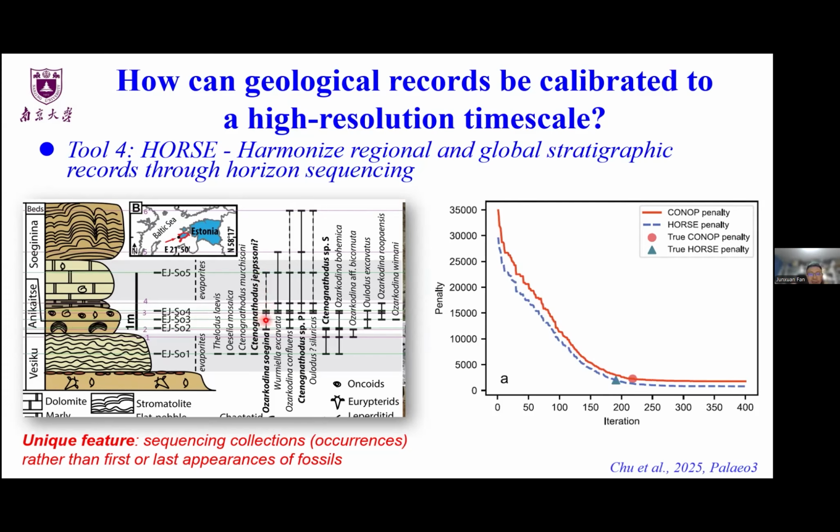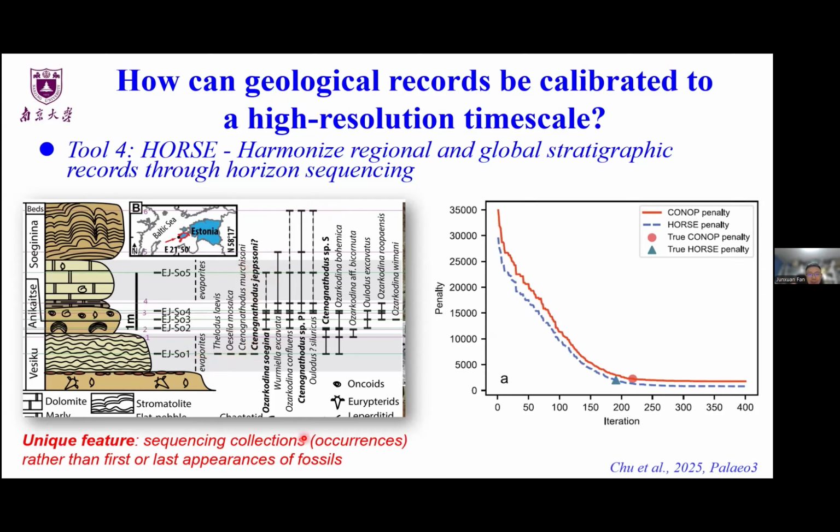That means after the calculation, you will be able to get the global first appearance and last appearance of that species, but you have no idea what happened between the first appearance and last appearance, how many occurrences can be found within its range, and also what the local observation is. For example, how the local observation from this section correlates to the high resolution time scale. For the CONOP program, you cannot do that. So there is another solution: maybe we don't sequence only the first appearance and the last appearance of the species.